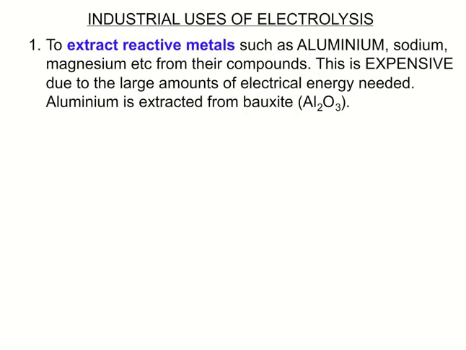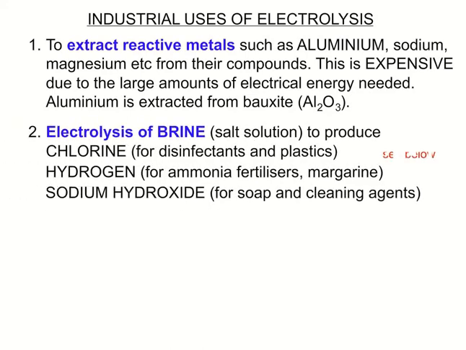Industrial uses of electrolysis. To extract reactive metals such as aluminium, sodium, magnesium from their compounds. This is expensive because large amounts of electrical energy are needed. Aluminium is extracted from bauxite. Electrolysis of brine, salt solution, produces chlorine for disinfectants and plastics, hydrogen for ammonia, fertilizers and margarine, and sodium hydroxide for soap and cleaning agents.